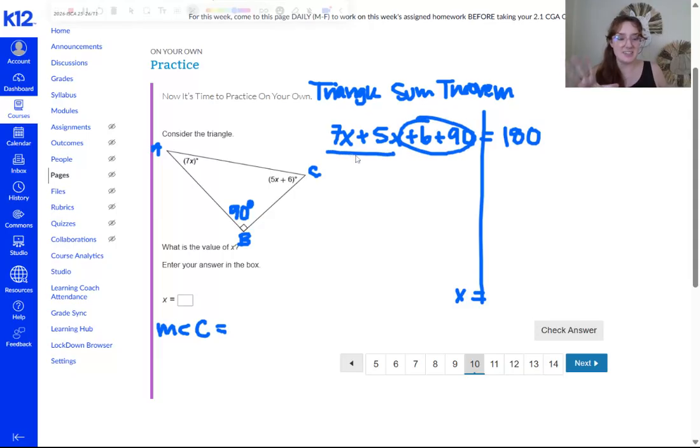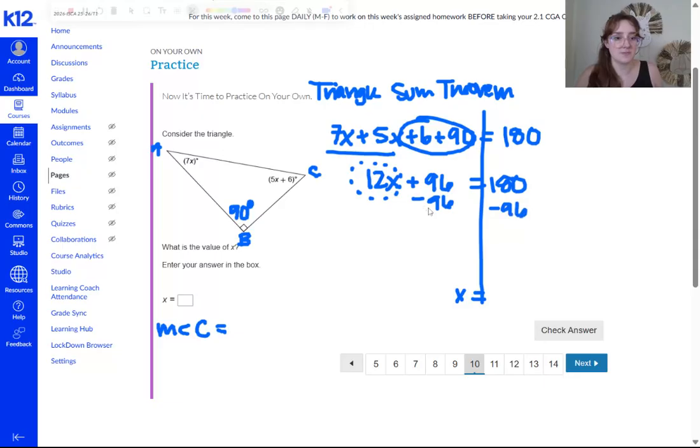We've got the x's and the constants. 7x and 5x is 12x, plus 96 equals 180. We want to get x by itself, so this is now a two-step equation. We need to isolate the term with x first, so we're going to move this constant over.